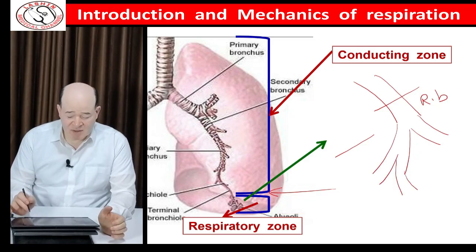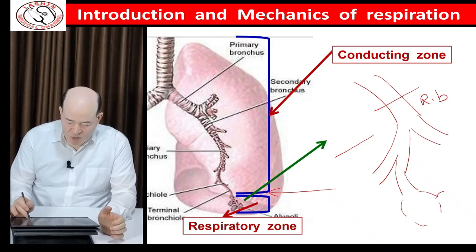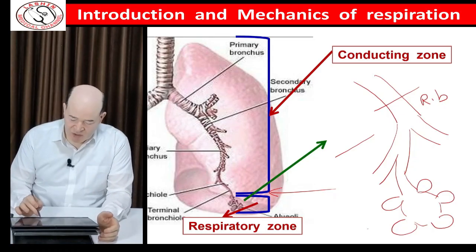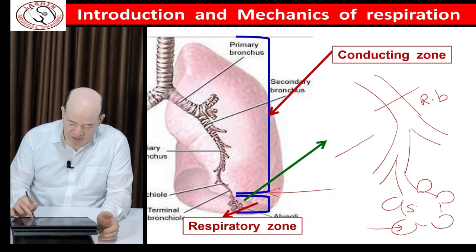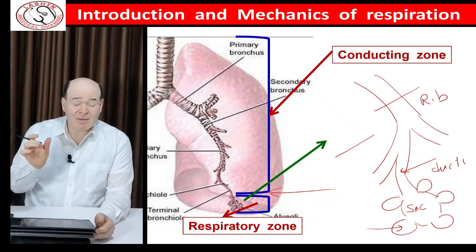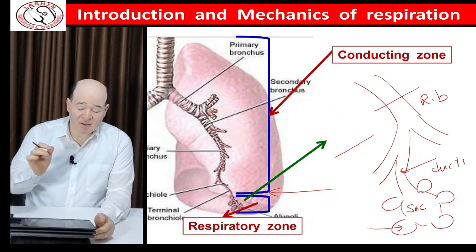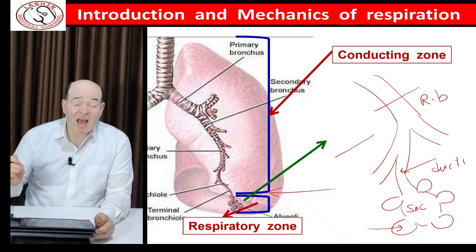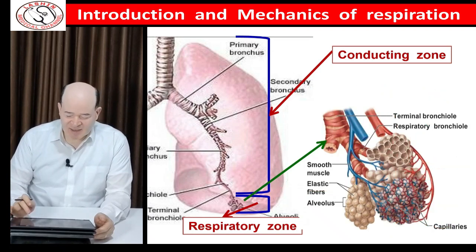Every one of these ducts opens in a dilatation called a sac. In the wall of the sac, the different alveoli open and there is a possibility of gas exchange. So these are alveoli, this is the alveolar sac, these are the alveolar ducts, and these are the respiratory bronchioles. We have a term called respiratory unit. It refers to a respiratory bronchiole and related ducts and related sacs and related alveoli.